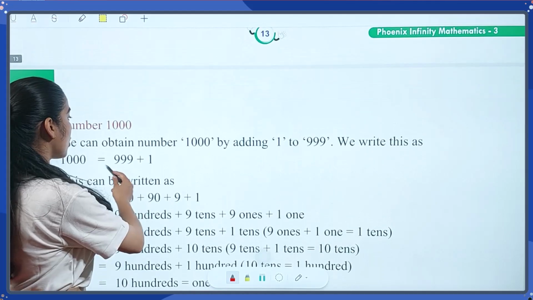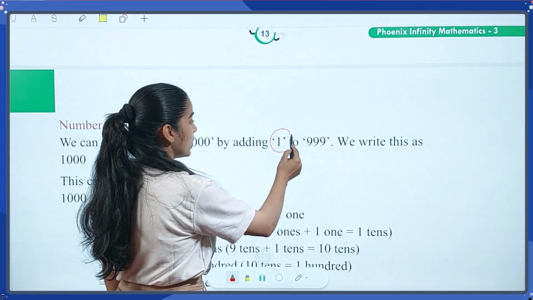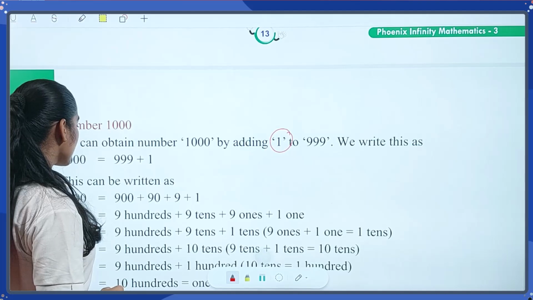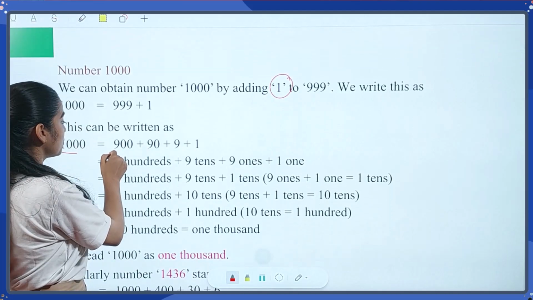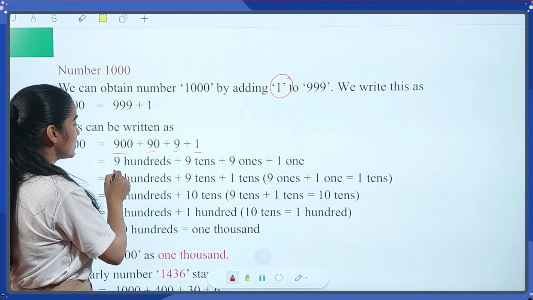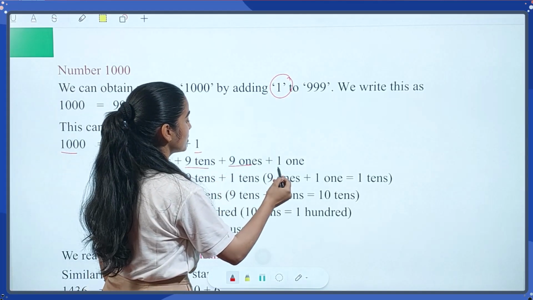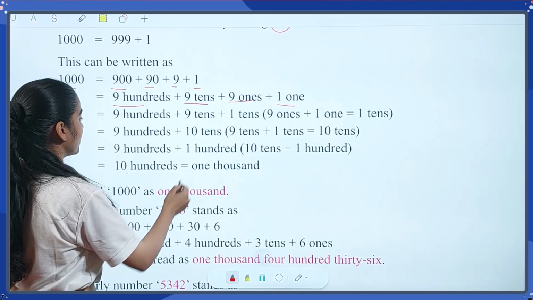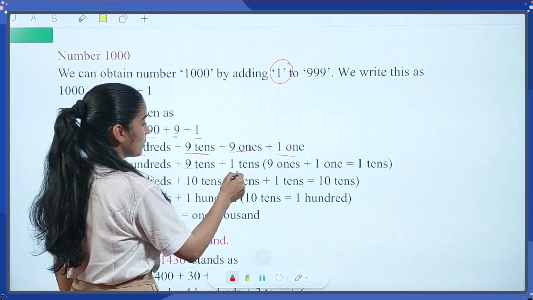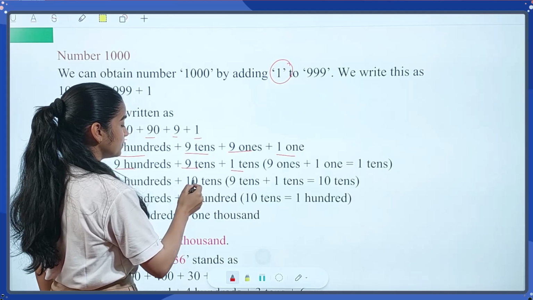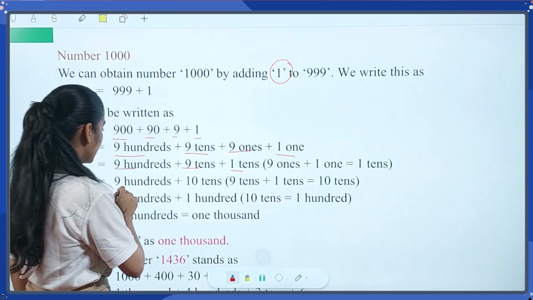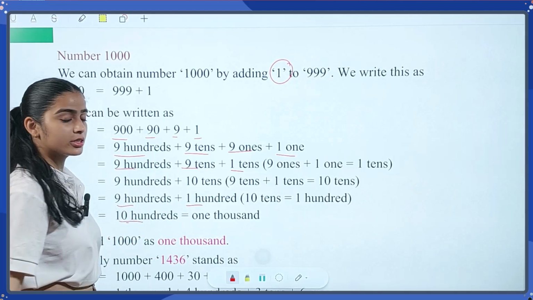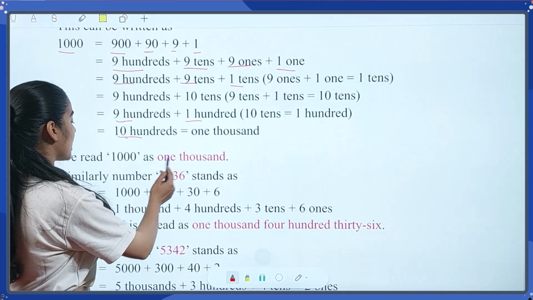We can obtain the number 1000 by adding 1 to 999. We write this as 1000 is equal to 999 plus 1, which means 9 hundreds, 9 tens, 9 ones, plus 1, and it will be converted into 10 hundreds, which is equal to 1000. Now 10 tens and 900. So 10 tens means 100. 900 and 100 is 1000. So 1000 is equal to 1000. We read 1000 as one thousand.